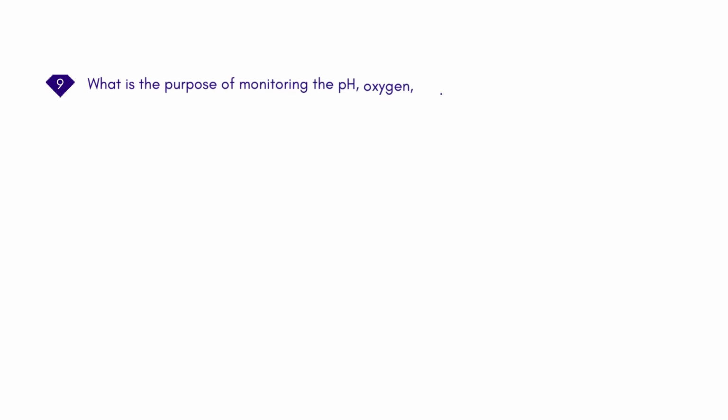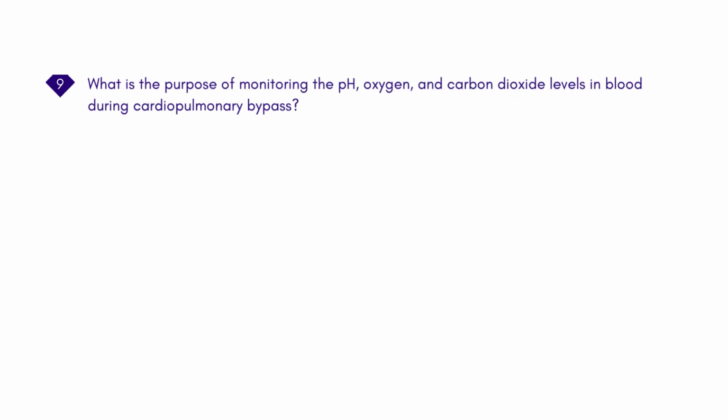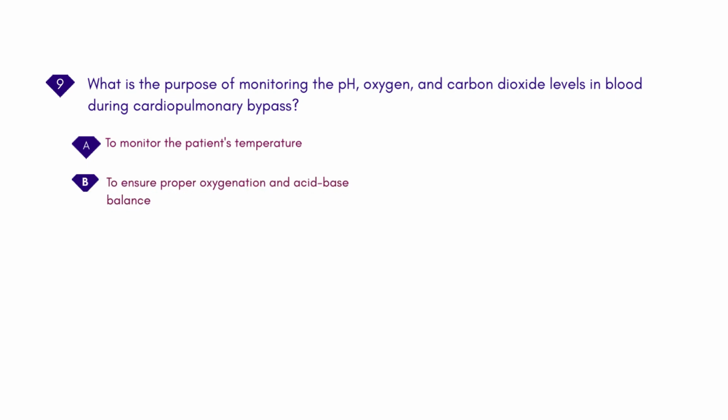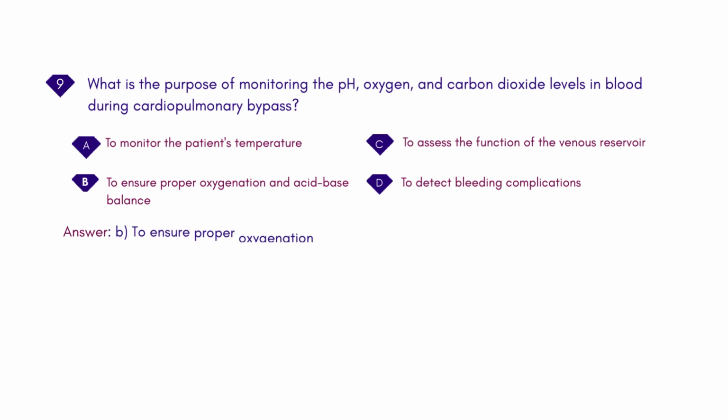What is the purpose of monitoring the pH, oxygen, and carbon dioxide levels in blood during cardiopulmonary bypass? A. To monitor the patient's temperature. B. To ensure proper oxygenation and acid-base balance. C. To assess the function of the venous reservoir. D. To detect bleeding complications. Answer: B. To ensure proper oxygenation and acid-base balance.